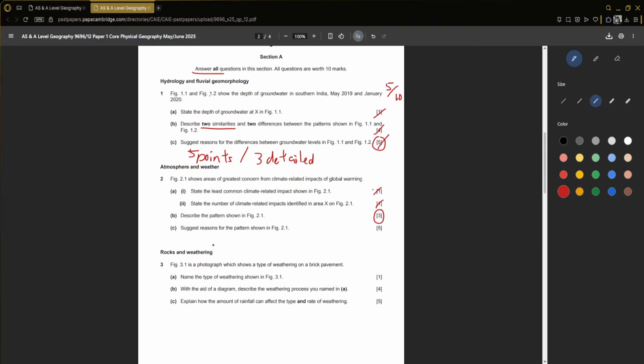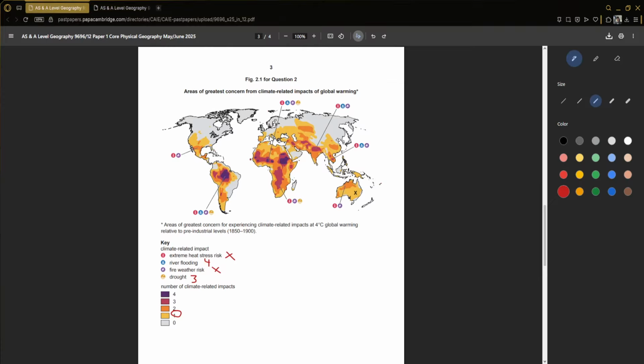Another pattern could be the fact that as you're in the equator, which is around here, you can see there's significantly more number of climate-related impacts, but as you move closer to the northern hemisphere, you get a decrease in that, and that is another pattern as well.